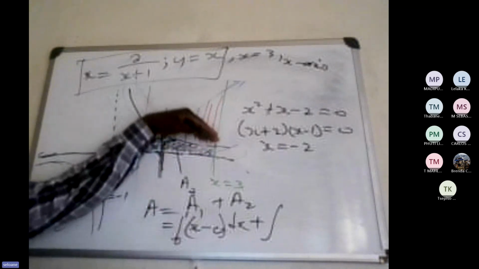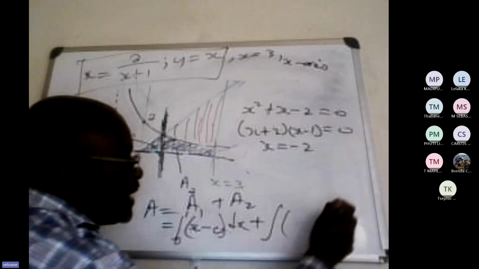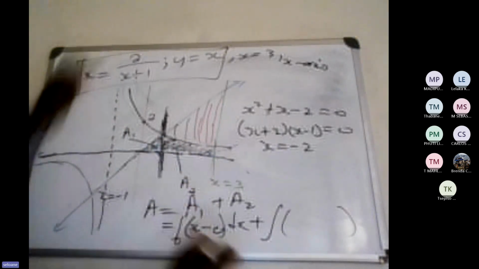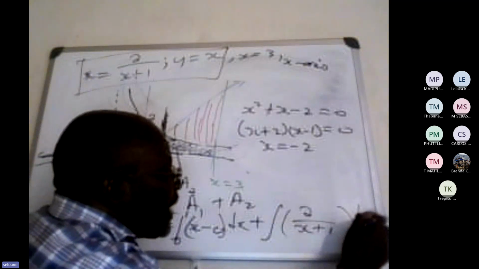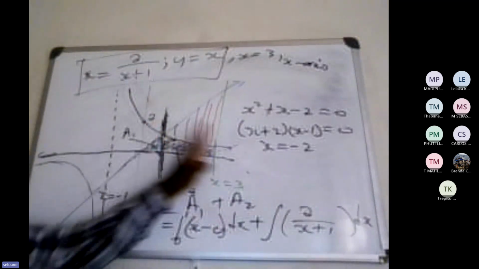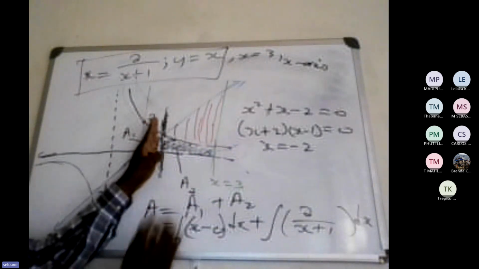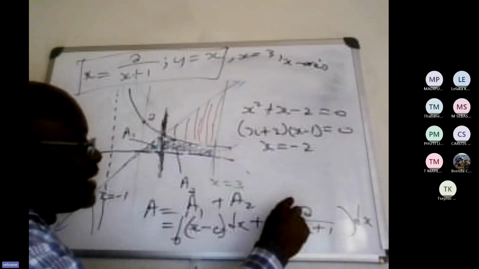It is still the top minus the bottom. What is the top now? The top is 2 over x plus 1, with respect to x. Then you ask yourself, this region is enclosed by which 2 vertical lines? What is x here? x here is 1, until x here is 3.